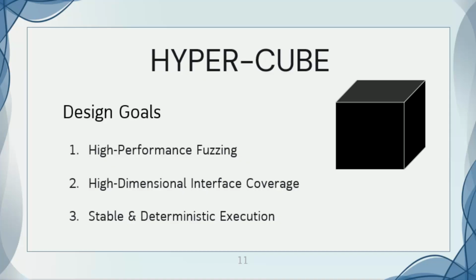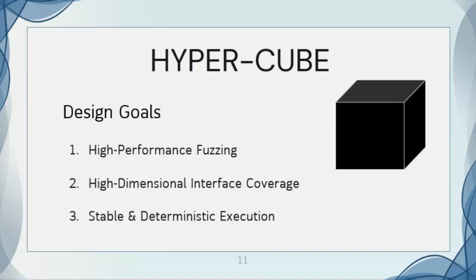The second main design goal was to have high dimensional interface coverage. So the fuzzer VDF targeted mostly one interface, primarily MMIO. And Hypercube instead models fuzz input as a sequence of operations across multiple interfaces. So they want to fuzz all the I/O stuff, the MMIO stuff, DMA stuff, and hypercalls, all those privileged instructions that I was talking about earlier that cause a VM exit.